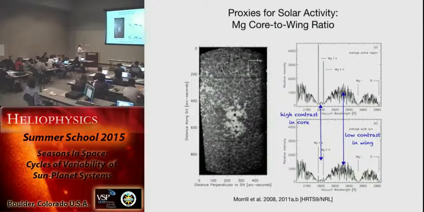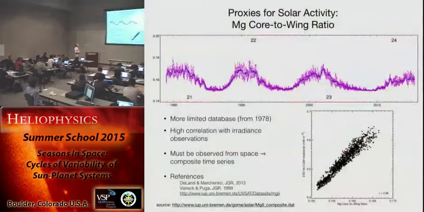And so what people realized a long time ago is that if you take a ratio of the core to wing, you can basically get a proxy for solar activity, and you get rid of any problems with radiometric calibration, because these are relatively close in wavelength. Right? So people have been measuring this for a long time, and they've come up with composite time series. This is the magnesium core to wing ratio over the last several solar cycles. The database is a little bit more limited compared to F10.7 or the sunspot number, but there's a relatively high correlation with the irradiance observation.